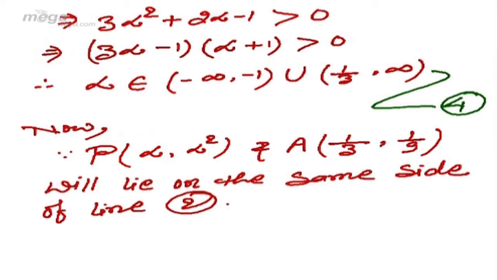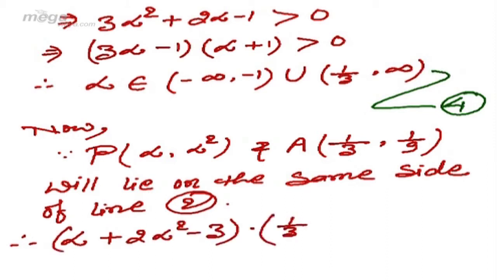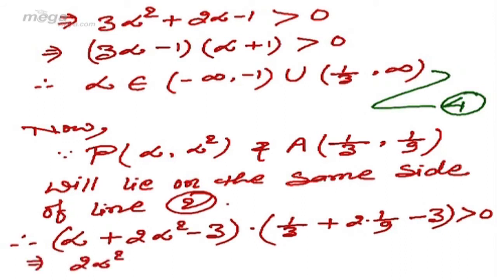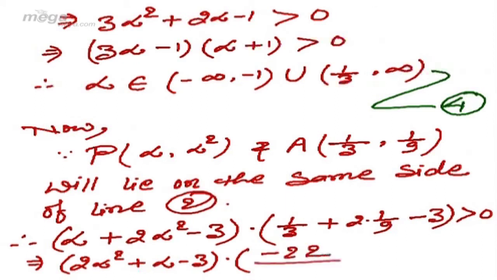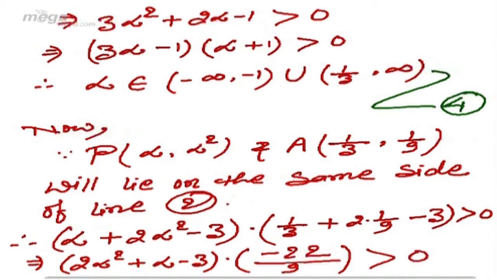So again using the same condition, when you substitute P and A in line 2, it will give the same sign. Hence we get alpha plus 2 alpha squared minus 3, into 1 upon 3 plus 2 into 1 upon 9 minus 3 is greater than 0. Hence we get 2 alpha squared plus alpha minus 3, into, after simplification, minus 22 upon 9 is greater than 0. Hence 2 alpha squared plus alpha minus 3 will be less than 0.